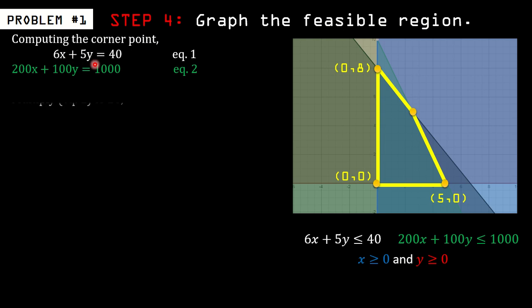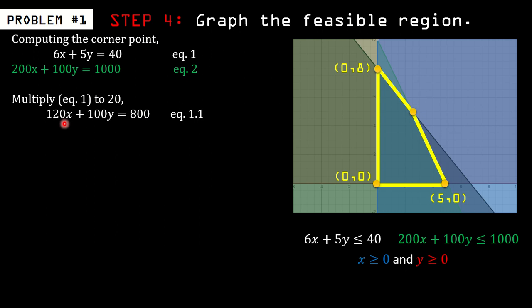So here's what will happen. 20 times 6 is 120x. And then 20 times 5 is 100y. And then 40 times 20 is 800. So we have 120x plus 100y equals 800. That is equation 1.1.